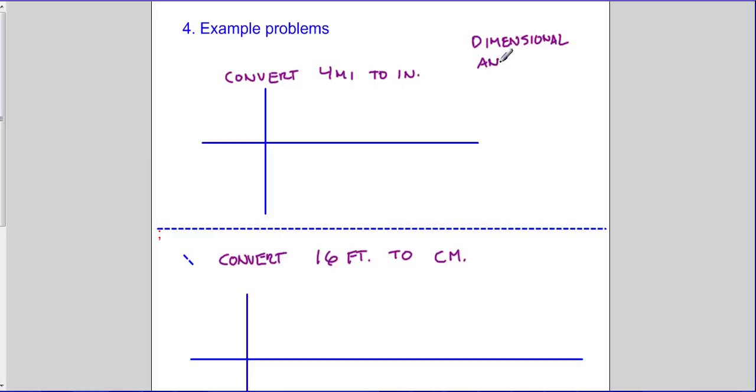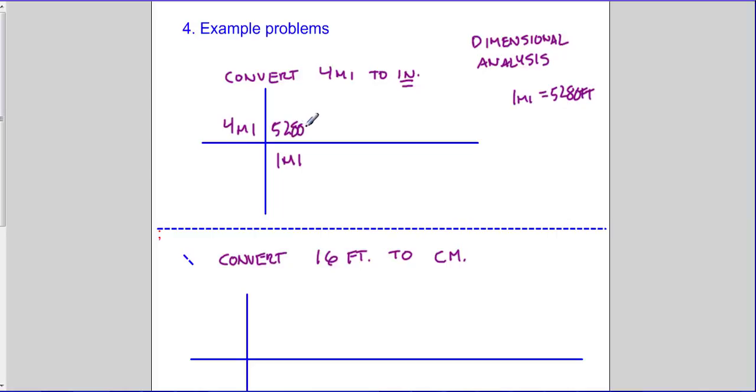If you learn this method, you will always get your conversions correct if you know the conversion units. So I'll start with 4 miles. Now I remember from the previous page that 1 mile is 5,280 feet. These are equivalent to each other. So to cancel out miles here, because ultimately I want to get to inches, I put 1 mile here. And then the equivalent to 1 mile is 5,280 feet.